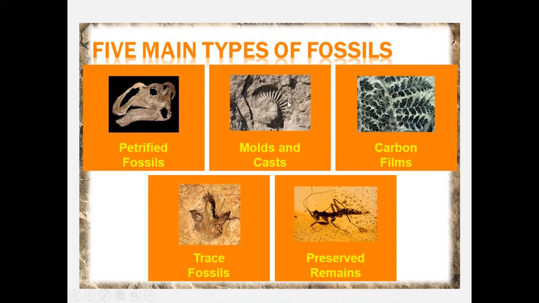Petrified. In other words, the organism has been encased in rock but has dissolved away, mold and cast. Carbon film, it's just left behind this shadow. Trace fossils, dinosaur stepped there, that fossil was preserved. Preserved remains. Amber is one of the most common ways, but we also have things like ice and rock.